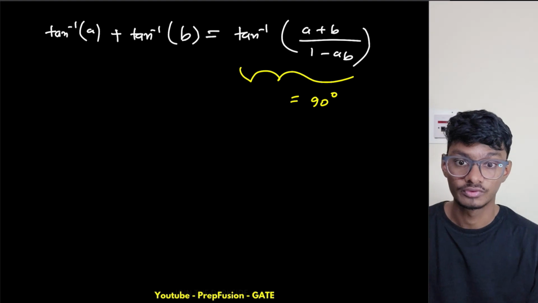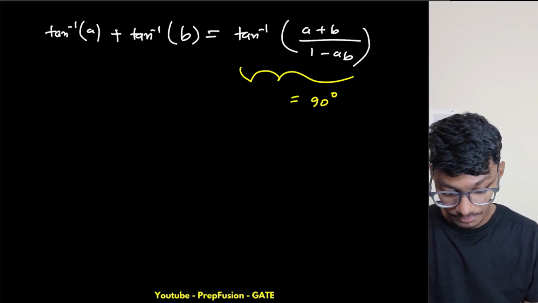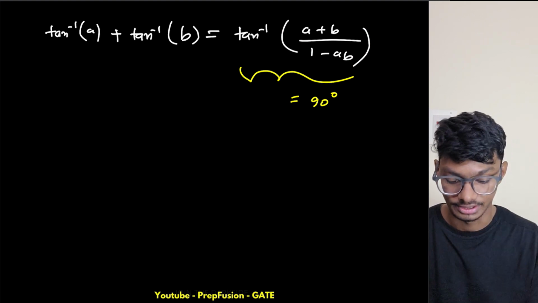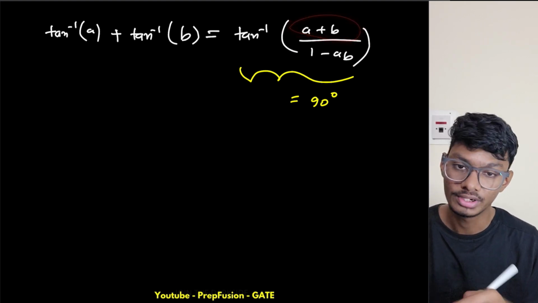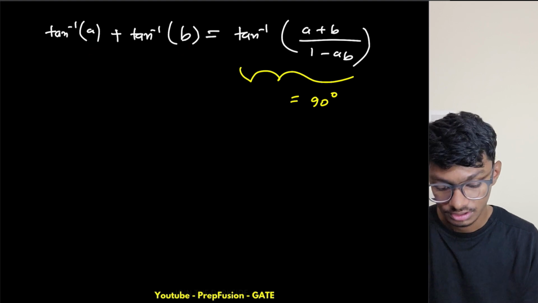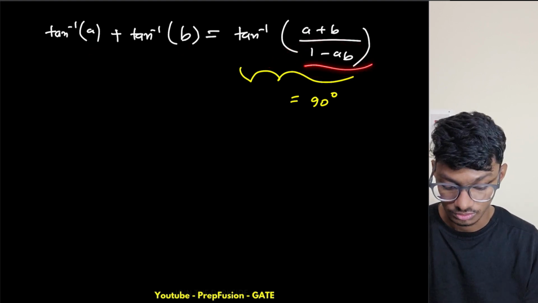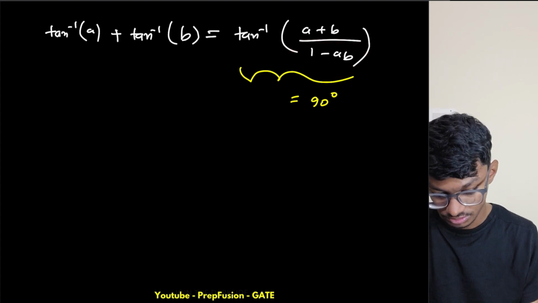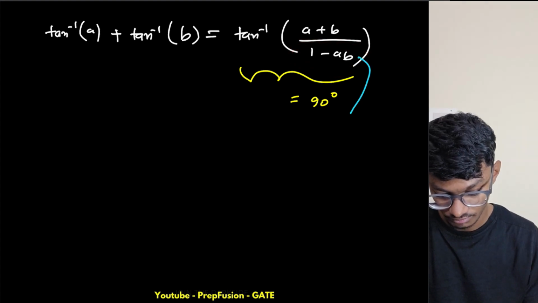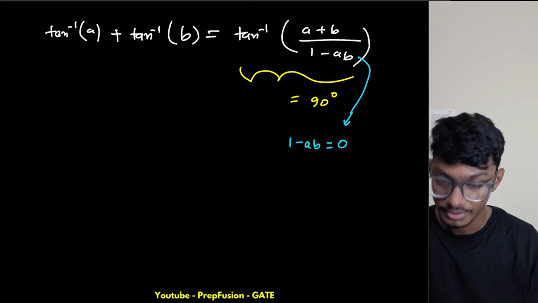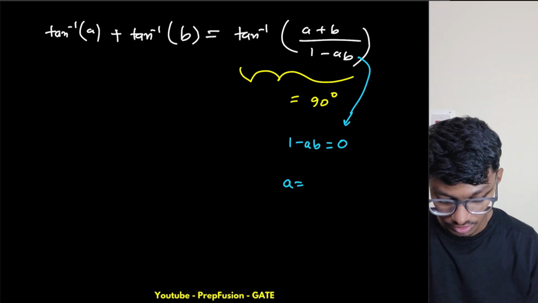If this has to be equal to 90 degrees, when is it possible? Basically this has to go to infinity. Tan inverse infinity is 90 degrees, so only the numerator cannot go to infinity because these are finite. Only the denominator can go to 0. This goes to 0, this can go to infinity, so 1 minus ab has to be equal to 0.